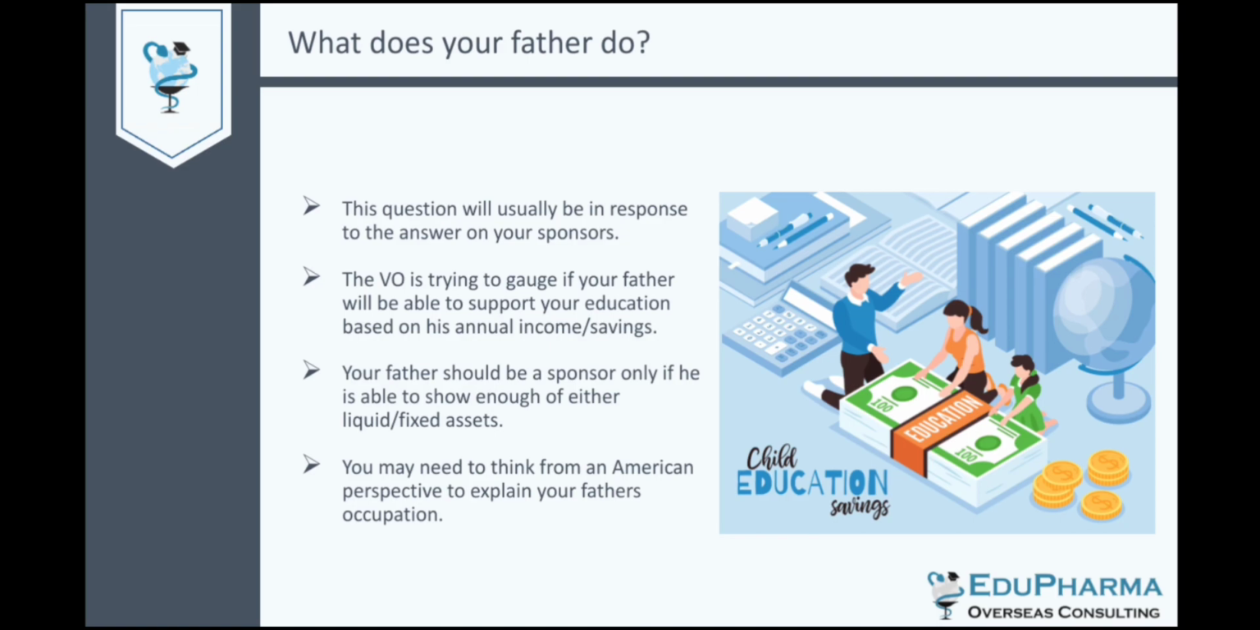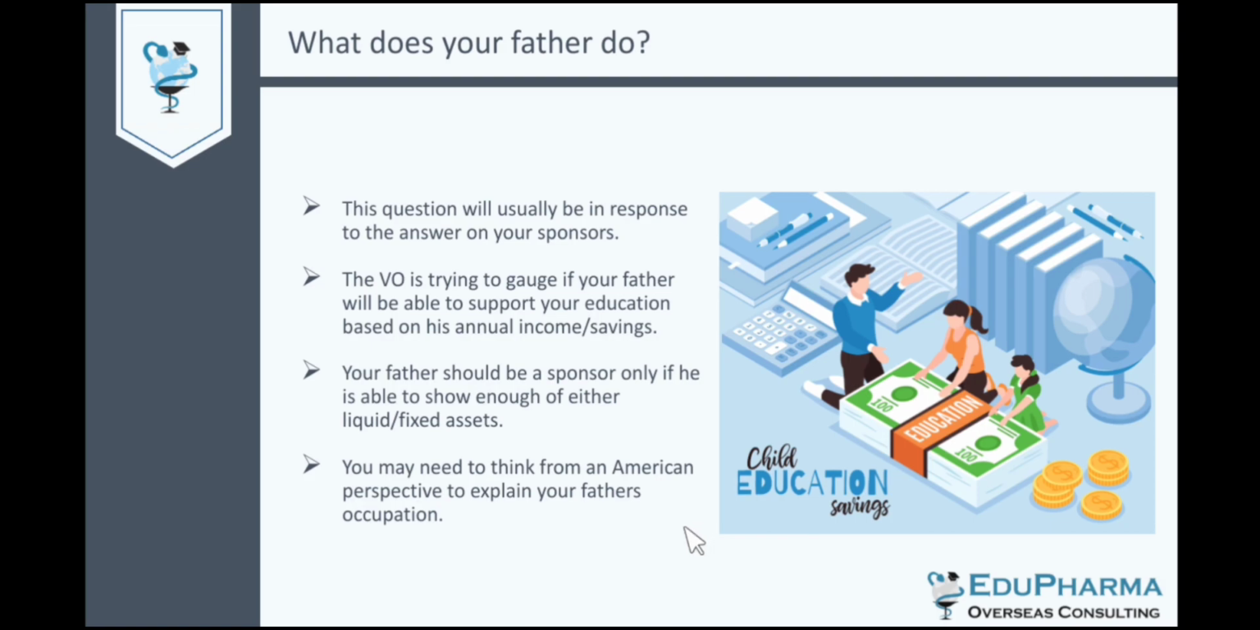So make sure that you answer very specifically, but at the same time you have to realize that if your father is a businessman, you may have to explain the business in an American context, because they may not understand all the different kinds of businesses that happen in India. So you may have to explain it from their perspective as well.